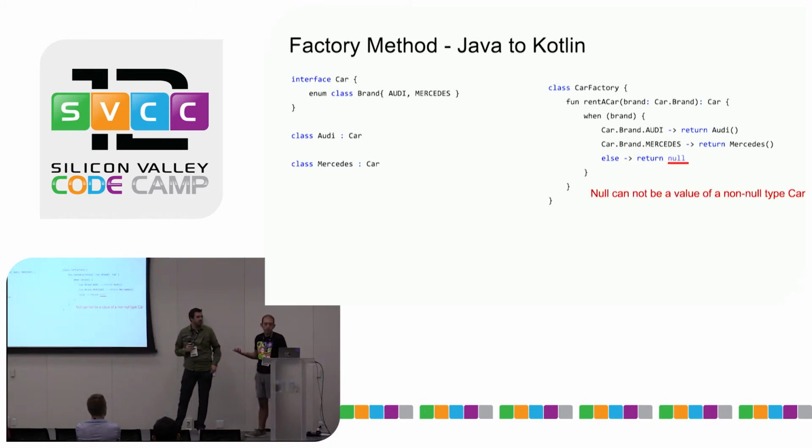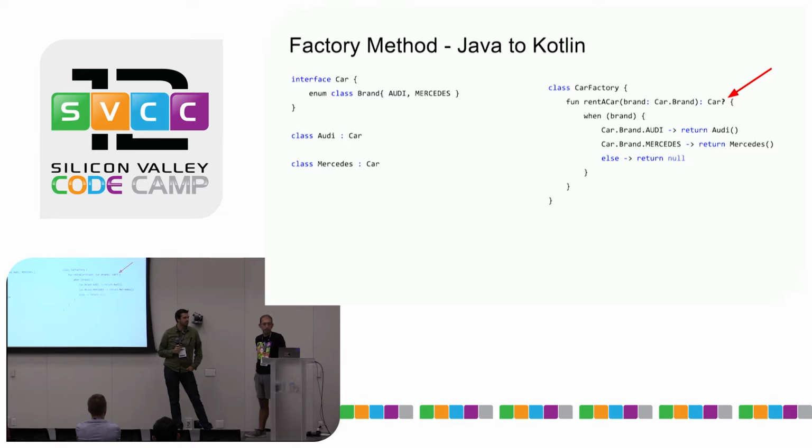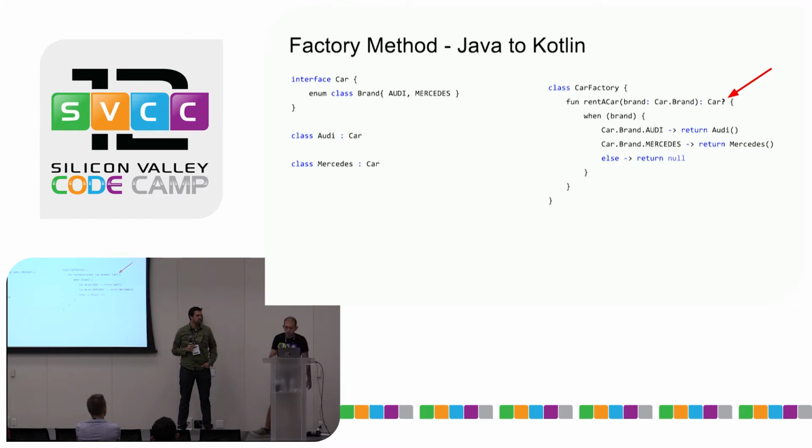So the real change is if you must return null, you can't just write it this way. You need to put the Elvis operator. And the same thing, I did some research to check if we can write the factory in a more efficient way. I came up with this solution, which is exactly the same thing which we converted from Java code.